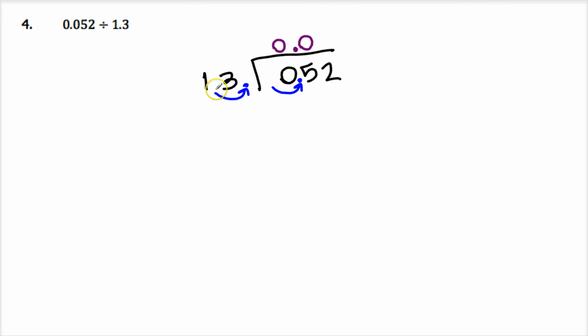I can divide 13 into 52. Okay, and 13 will go into 52 4 whole times. 4 times 13, if you need to do that off to the side, do that. You actually get an exact answer of 52. And 52 minus 52 is 0. So we get an answer for this one of 0.04.